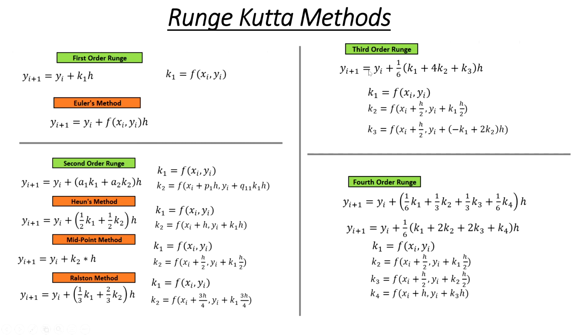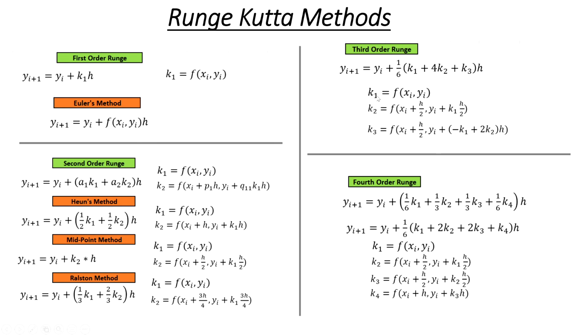So in the third order, we have the derivative at the start of the interval, the first derivative at the midpoint of the interval using k1, and then we're getting another derivative at the midpoint using k1 and k2, right? So let's actually move on to the fourth order Runge Kutta.